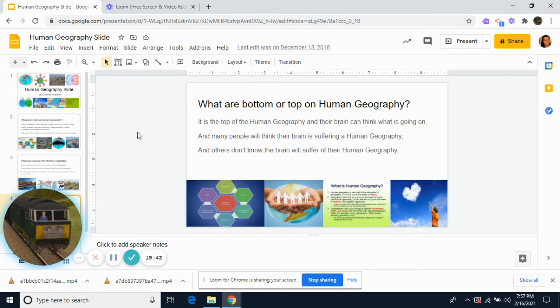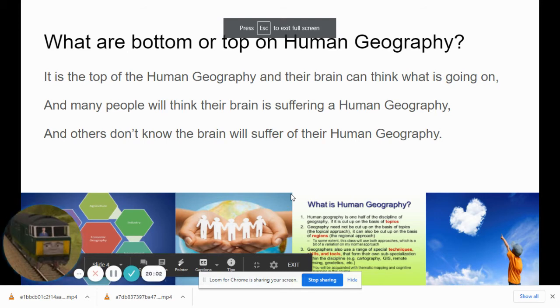What are bottom or top on human geography? It is the top of human geography, and their brain can think what is going on. Many people think their brain is suffering human geography, and others don't know the brain will suffer other human geography. So let's present so I can see a little bit better.